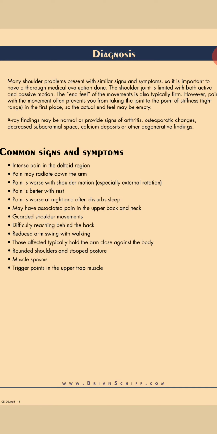Pain is better with rest. Pain is worse at night and often disturbs sleep. May have associated pain in the upper back and neck. Guarded shoulder movements. Difficulty reaching behind the back. Reduced arm swing when walking. Those affected typically hold the arm close against the body. Rounded shoulders and stooped posture. Muscle spasms. Trigger points in the upper trap muscle.